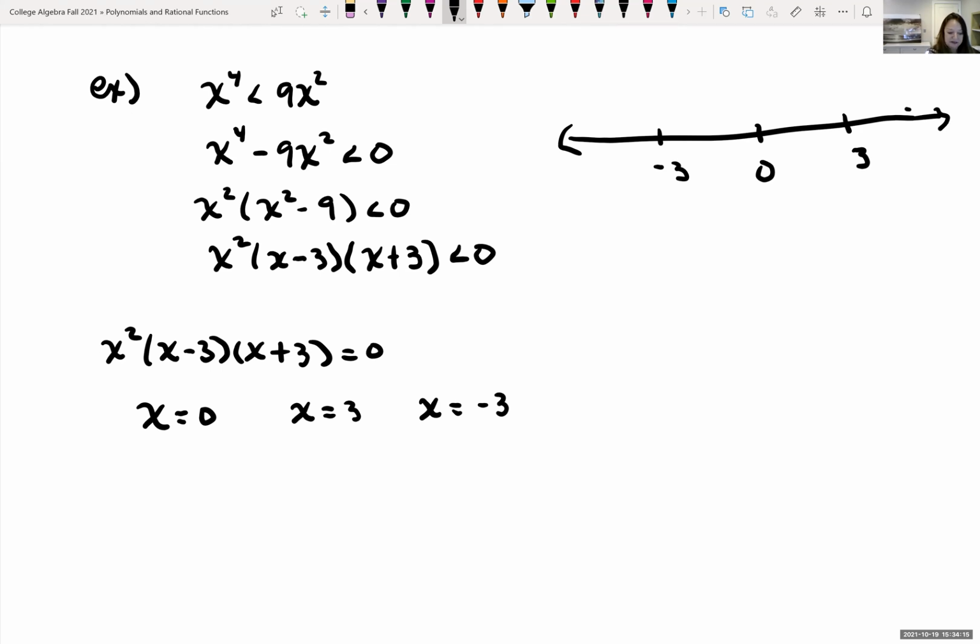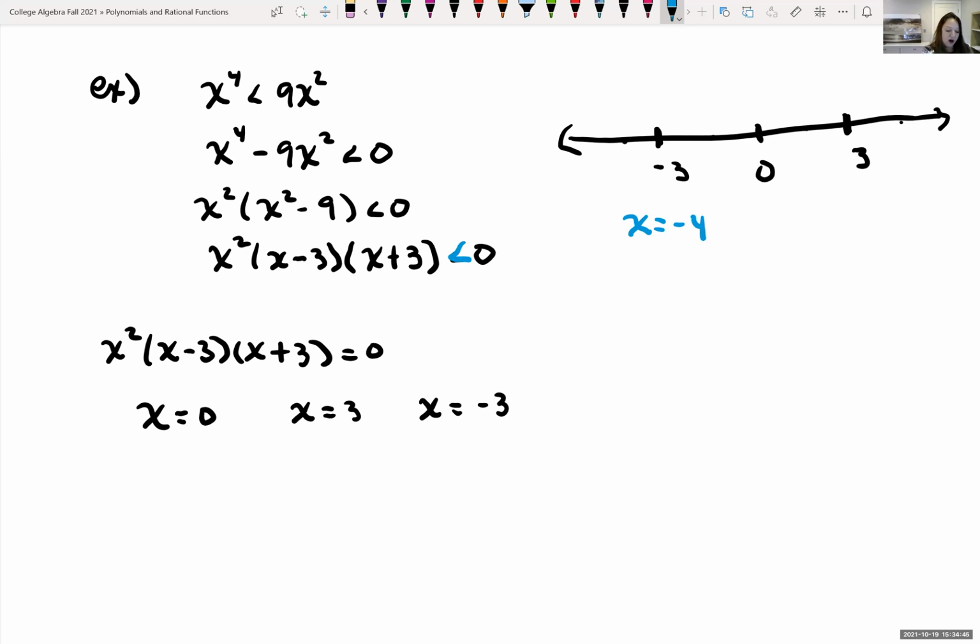So because of those being 3 values that set it equal to 0, I'm going to have 1, 2, 3, 4 intervals that I'm going to have to test to see if it's going to be above or below the x-axis. So choose something that is less than negative 3. You can never choose that value that you found, that critical value. So let's look at x equals negative 4. We want to plug it in to see if this is a true statement or not.